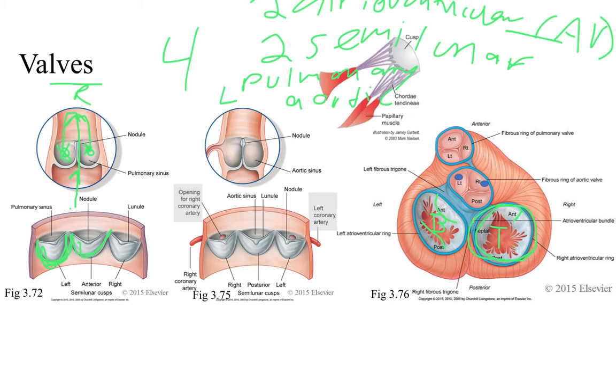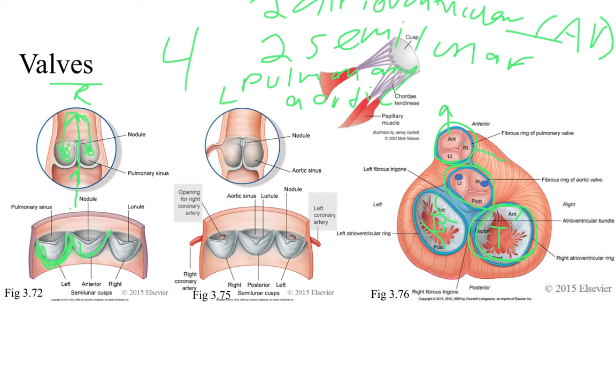You see here, this would be the pulmonary valve right here. This would be the aortic valve. And you notice there's three cusps. You have the anterior, which means it's facing the anterior of the heart. So this is what you would see coming from the right ventricle to the pulmonary trunk.